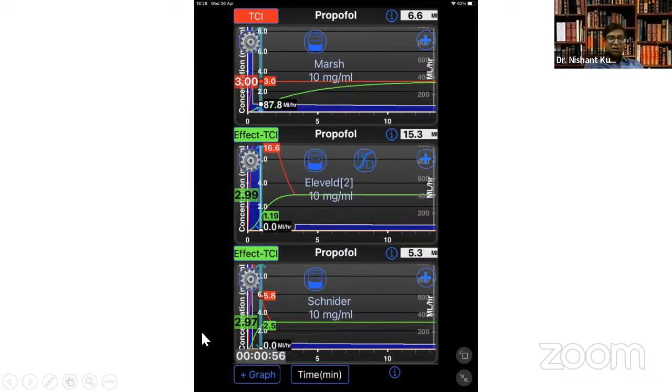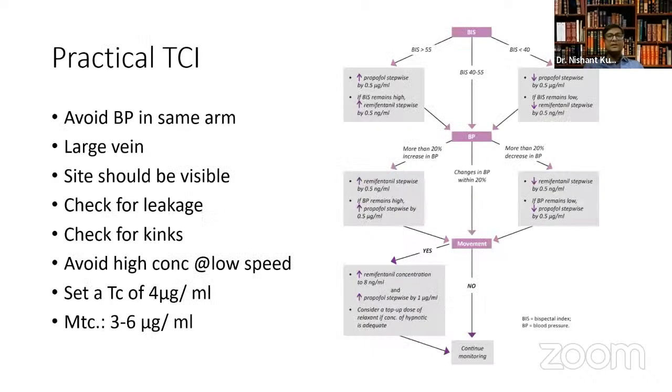Whereas in the Schnider, it'll take around 2.5 to 3 minutes, give a bolus of maximum plasma concentration of 6 micrograms per ml to achieve, not 6, it'll be much more. It is around 12 to achieve an effect site concentration of 3. So that is how the models vary, but again, we have to see the clinical side.